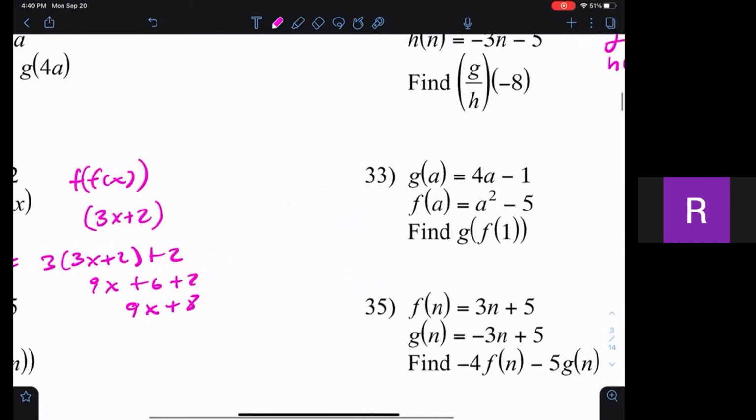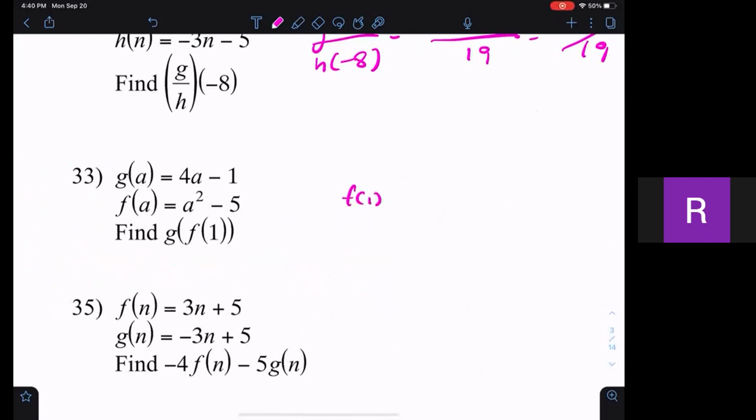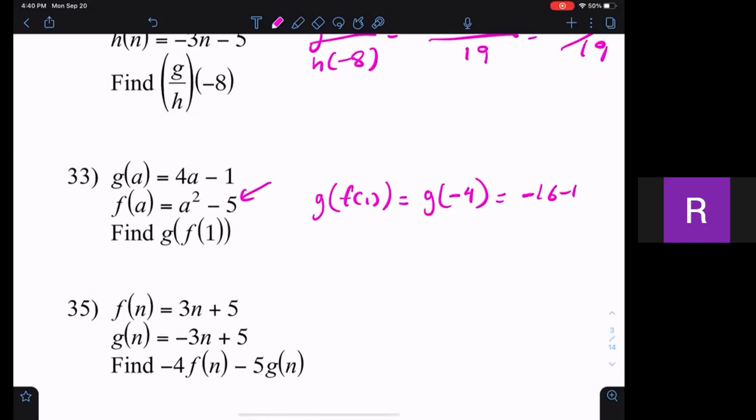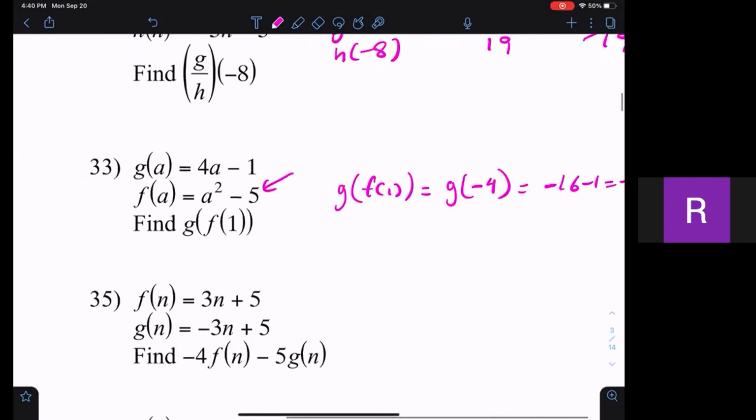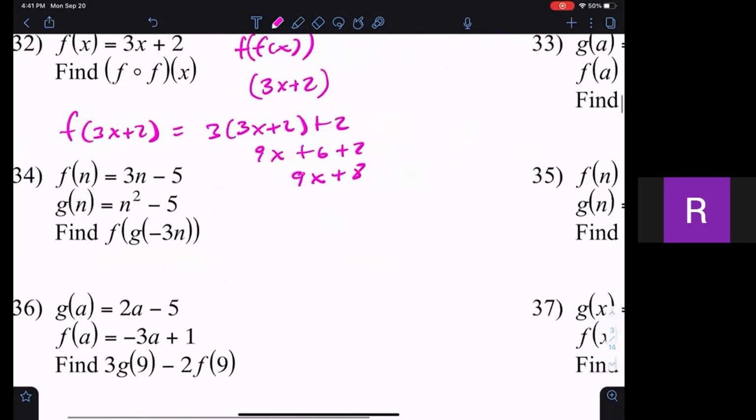Okay, so here we have f of 1, and then g of that. You need to find f of 1 and then g of that. So for f of 1, plug in 1 here, right? So then you get 1 minus 5, that's negative 4. And now you do g of negative 4. You plug negative 4 here. So negative 4 squared is 16, minus 1, that's 15. Done. I'm not gonna do that. You get the point now.